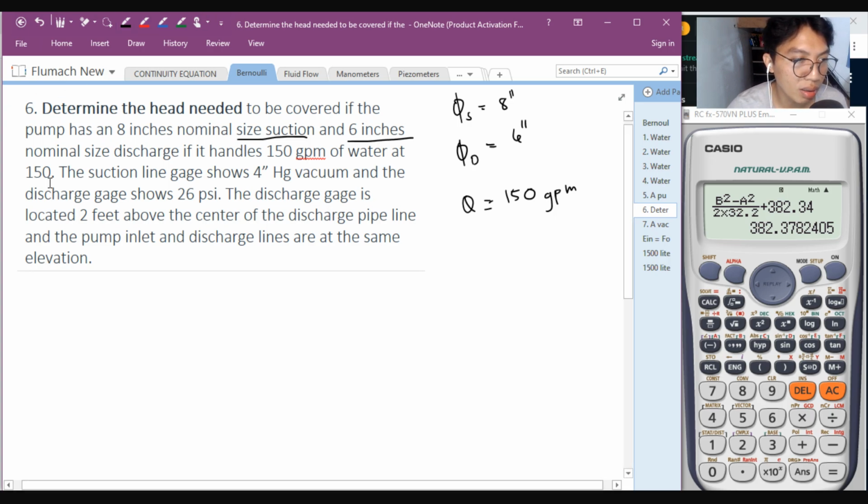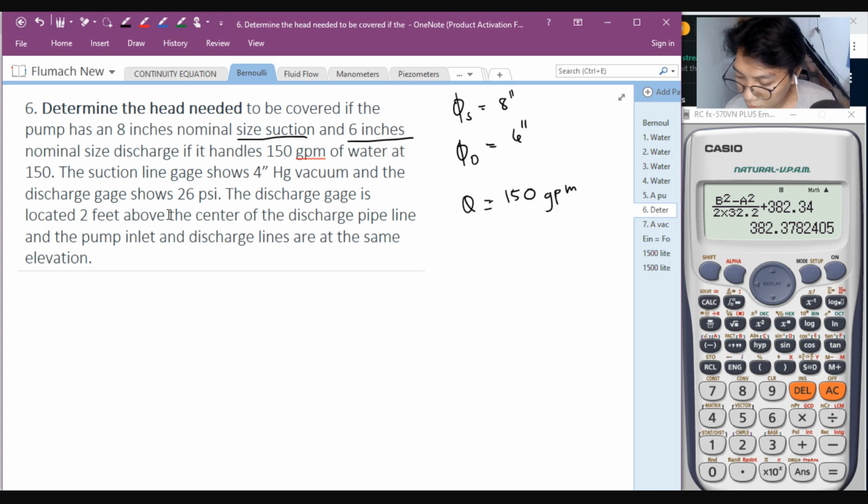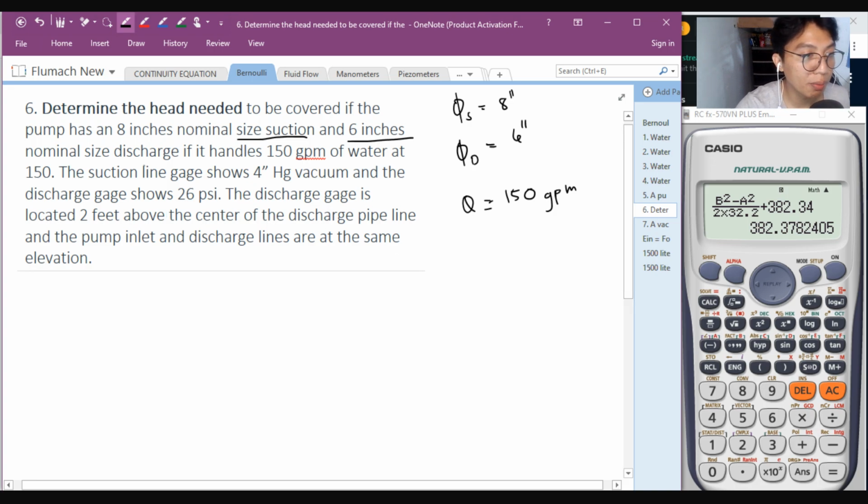Ano ba yung problem na ito? Tignan ko nga yung notes. Ayun. Wala itong 150. Huwag niyong pansinin to. The suction water. Tanggalin itong at. The suction line gauge shows 4-inch mercury vacuum. And the discharge gauge shows 26 psi. So, naka-gauge. The discharge gauge is located at 2 feet above.